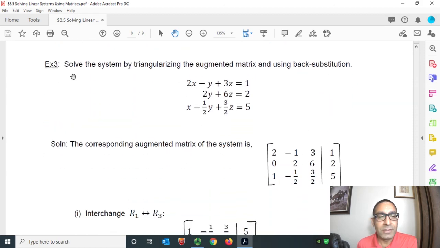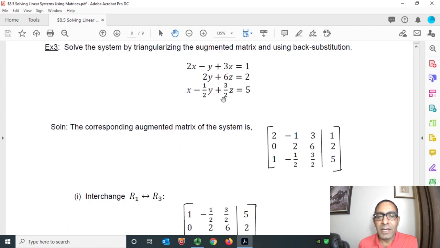Example 3. Solve the system by triangularizing the augmented matrix and using back substitution. So now we are solving this 3 by 3 system, 3 equations, 3 unknowns, using back substitution. Let's begin the solution. First, write the system in augmented matrix form. Here, this is the coefficient matrix, this is the constant matrix. Join those matrices and form the augmented matrix.